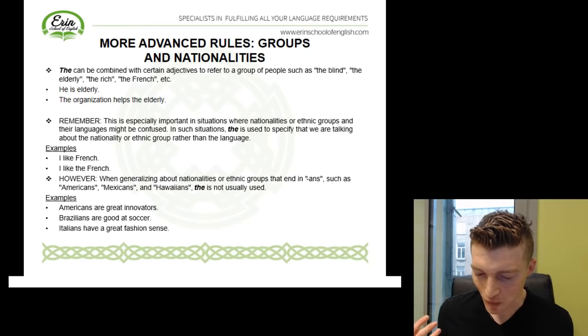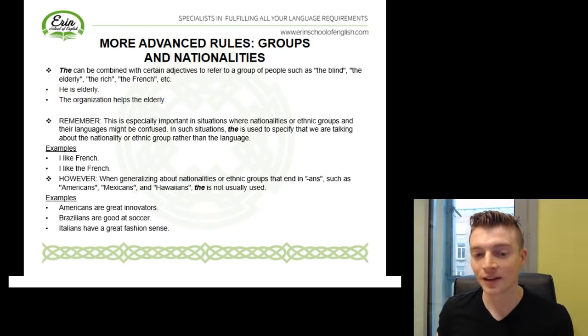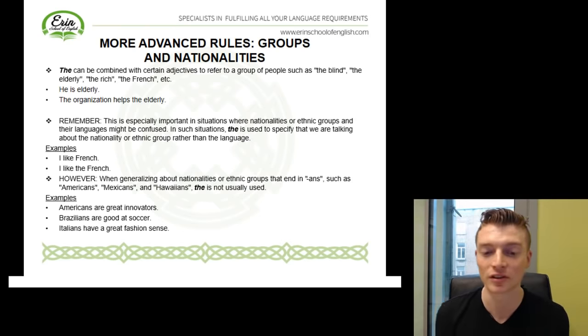So, Brazilians are good at soccer, general statement. However, maybe I want to talk about the Brazilians in my class. The Brazilians in my class are very friendly. Now we're being specific. We're talking about a specific group of Brazilians. Therefore, we can use the definite article, the. Okay, really, really good, guys. Have a look here.